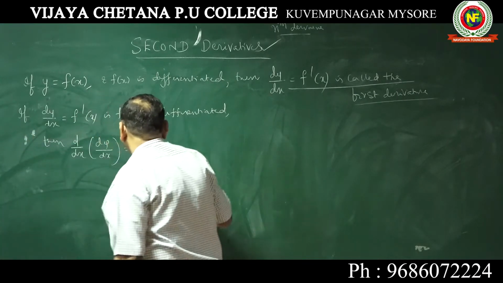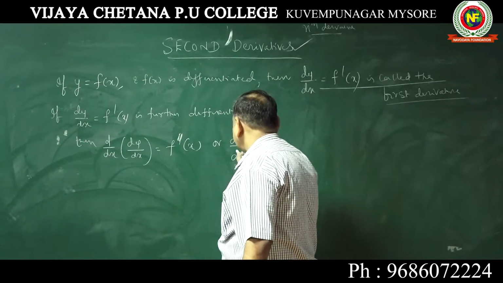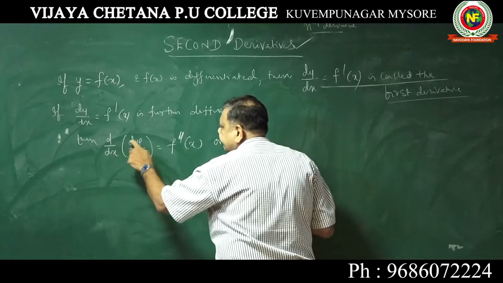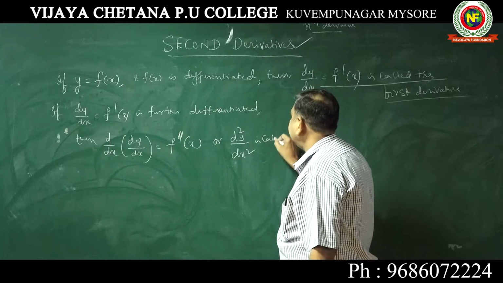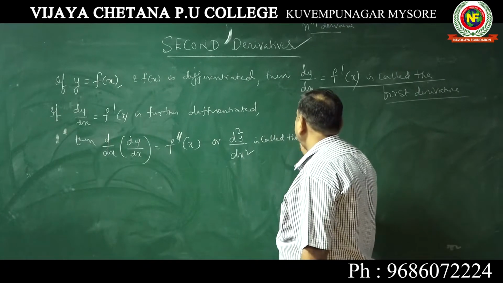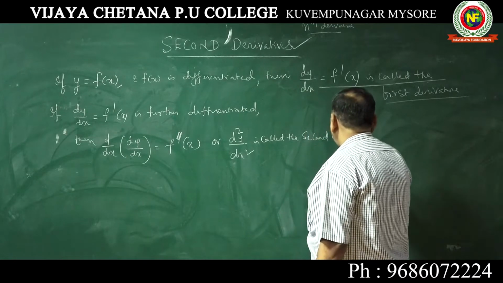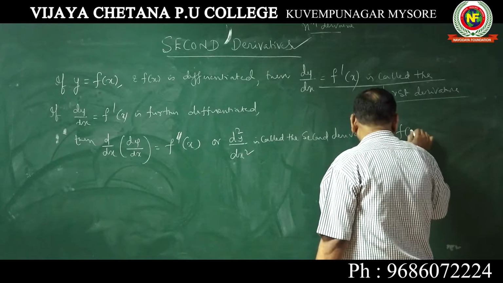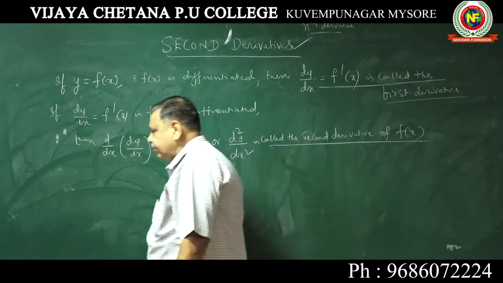Then d by dx of f double dash x, or it is d square y over dx square. You should not write d square x square. D square y over dx square is called the second derivative of f(x). Underline this.